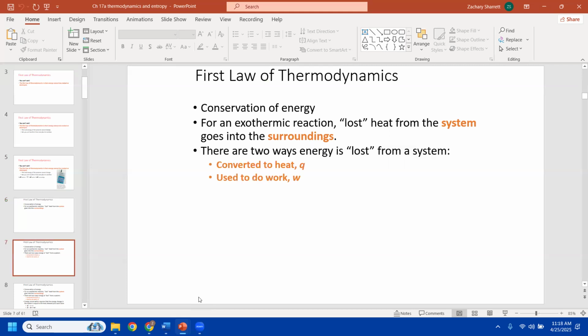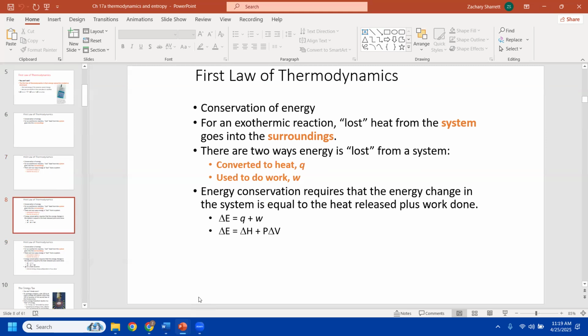But in general, there are two ways that energy can be lost from a system. One is in the form of heat, Q, the other is in the form of work, W. Do these variables ring a bell? Q is the actual heat, the delta H is the overall heat that something can have. Energy conservation requires that the energy change in the system is equal to the heat released plus the work done. So the total energy of a system is equal to the amount of heat plus the amount of work. If you remember back, heat was delta H and work was the change in volume across a pressure.